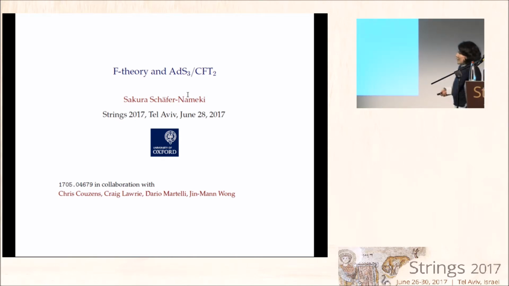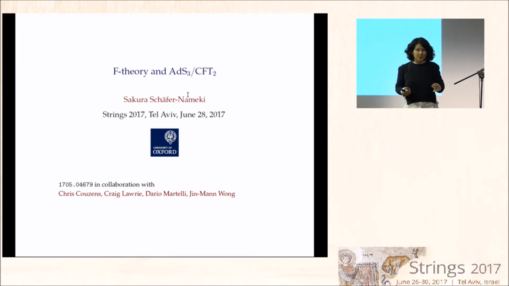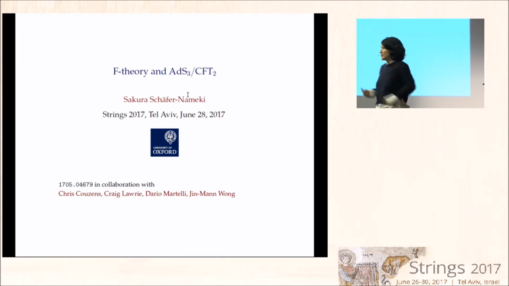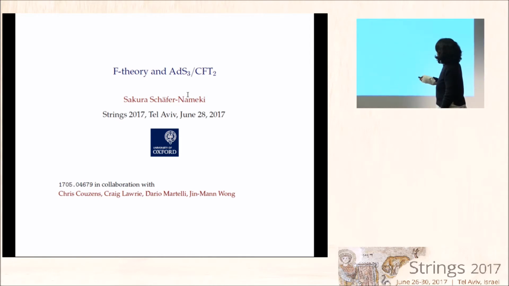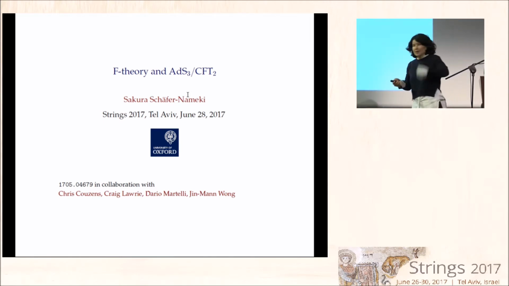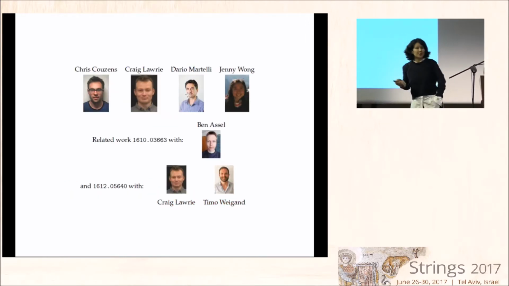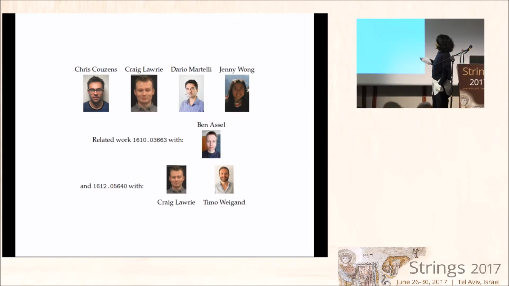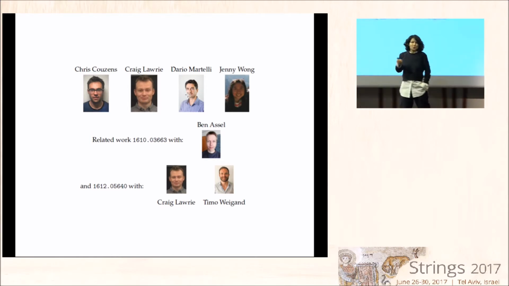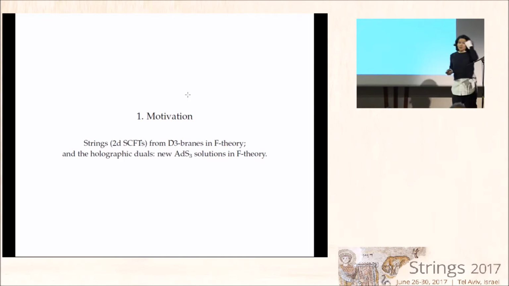So I'll talk about F-theory and AdS3 CFT2, which sort of came out of a sociological experiment, putting AdS/CFT people together with F-theorists. And so you can see here the people involved in this project are Chris Couzens, Dario Martelli, who are on the supergravity side, and then Craig Lawrie and Jenny Wong, who are more on the F-theory side. And in case you don't know these people, these are the collaborators. And there's some earlier work together with these three gentlemen related to the field theory side of what I'll talk about. Okay, so let's start with some motivation.